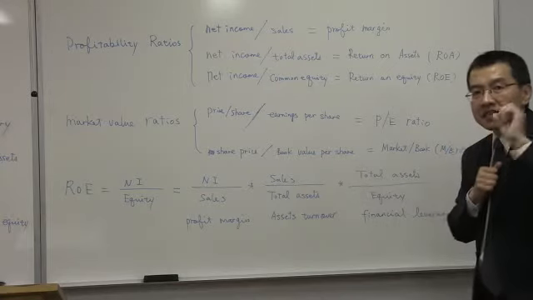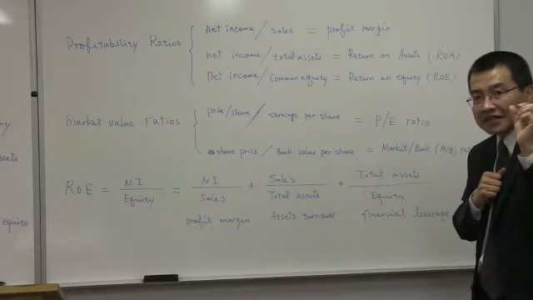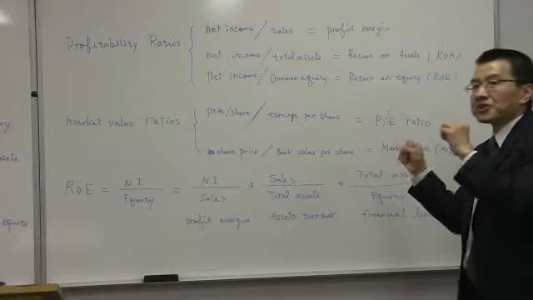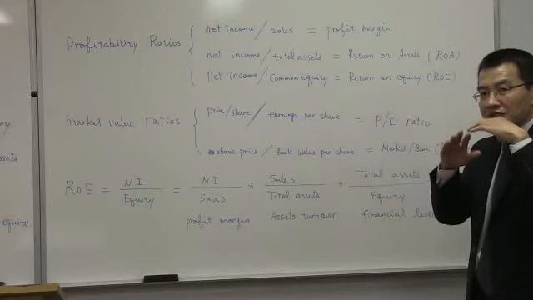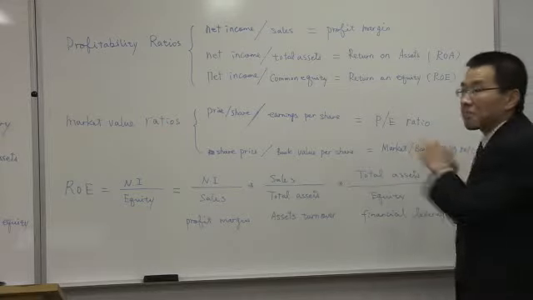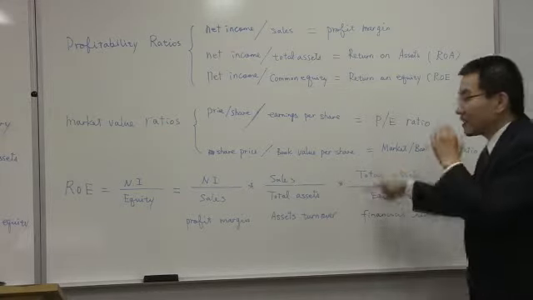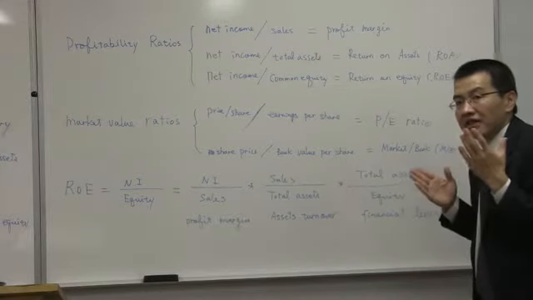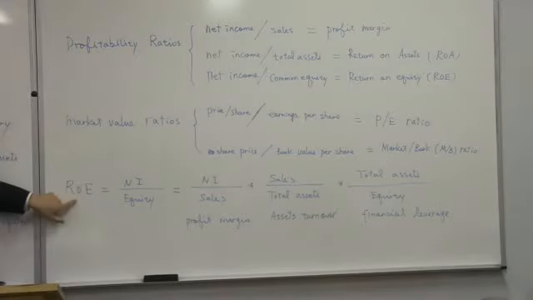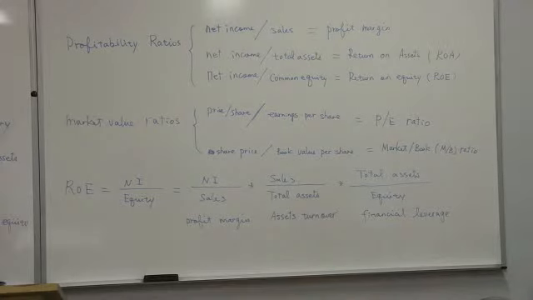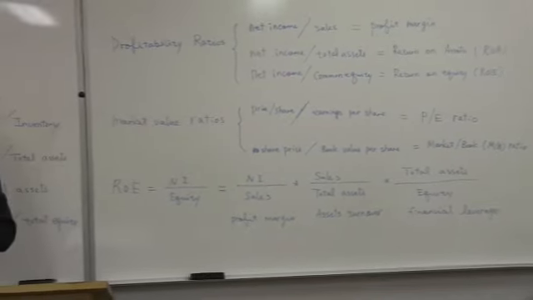So if we can improve the financial leverage of the company, we reduce some of the shareholders. If we have a smaller number of shareholders to share the profit of the company, then that will also increase the return on equity. So the return on equity formula tells you that if the managers want to improve the return on equity, they have three possible ways to do it.